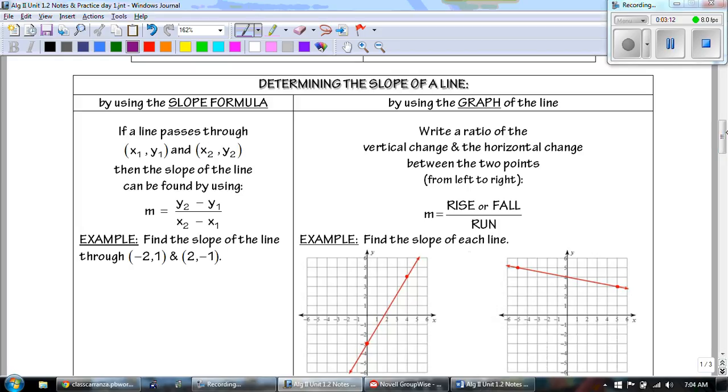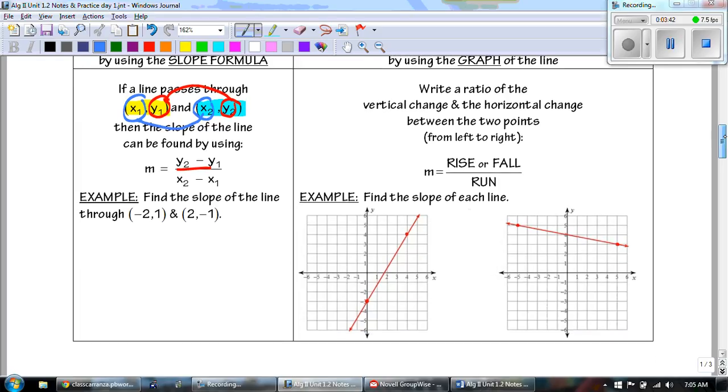So determining the slope of a line, there are two ways that we can do that. One is by using the slope formula, and we would say that we have two different points for that. We would take the change in y, so y2 minus y1, okay, that's on the top, and then we would subtract it from the bottom, okay? So here's an example of that.